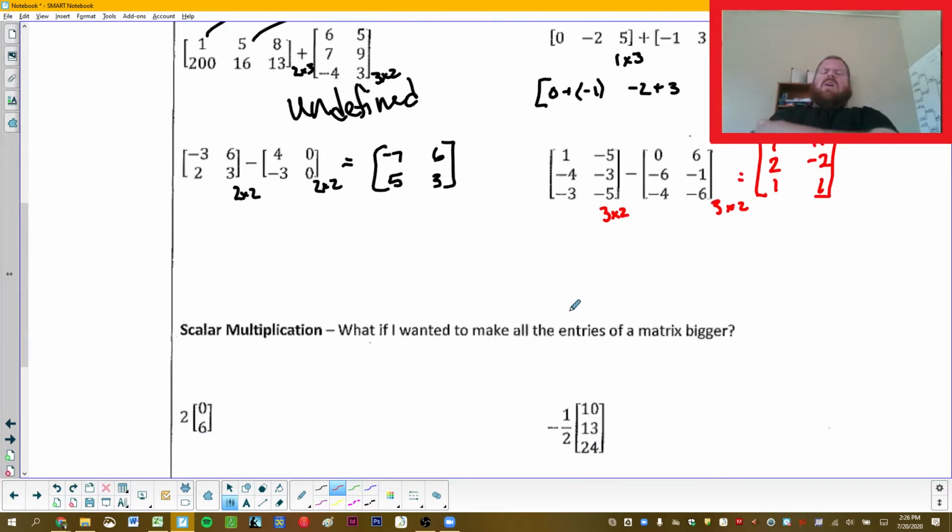The next thing we'll look at is what we call scalar multiplication, or the scalar product. That's another way to talk about it. And it's just multiplying the same constant to every entry of a matrix. So we can kind of think of this as sort of like distribution.